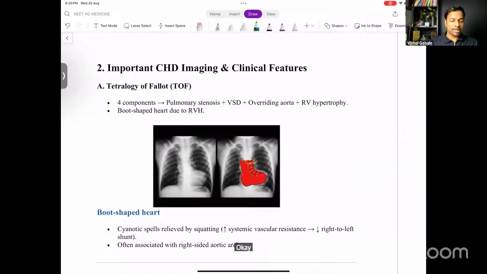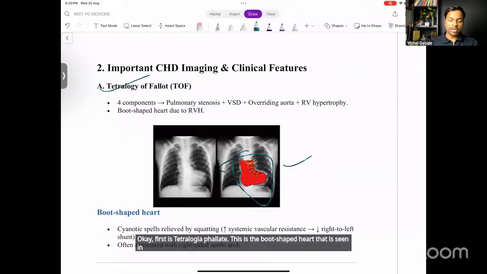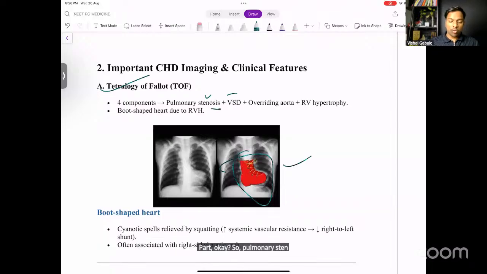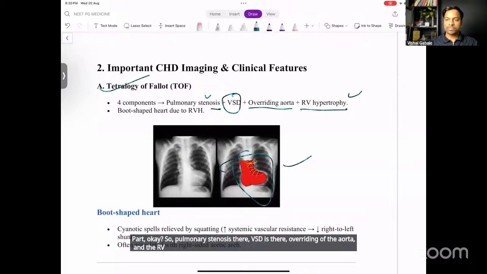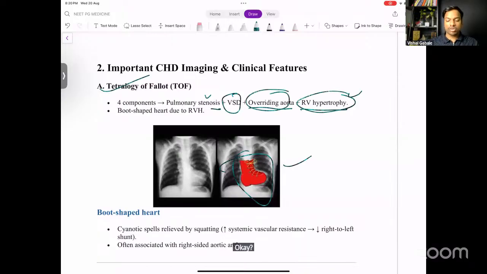Okay. First is tetralogy of Fallot. This is the boot-shaped heart that is seen in tetralogy of Fallot, right? Tetralogy of Fallot means four factors are there: pulmonary stenosis, VSD, overriding of the aorta, and RV hypertrophy. Okay. Overriding of the aorta, RV hypertrophy, pulmonary stenosis, and the VSD.